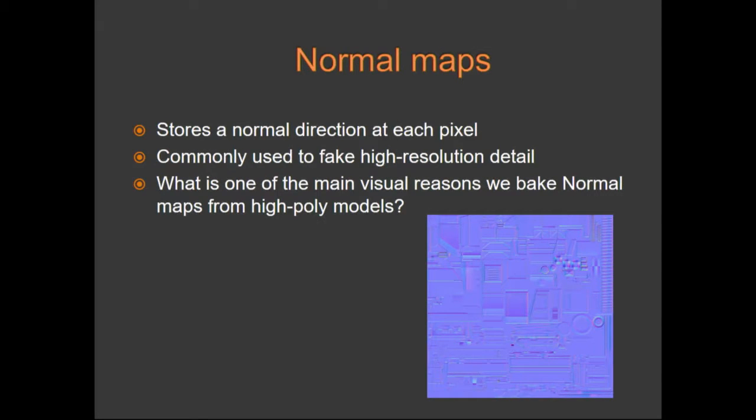So now that we know what normals are, let me tell you a bit about normal maps. Normal maps store a normal direction for each pixel of the image. And commonly these are used to fake high-resolution details on models. But what do you think is the main visual reason why we bake normal maps from high-poly models instead of creating them from 2D sources, for example?